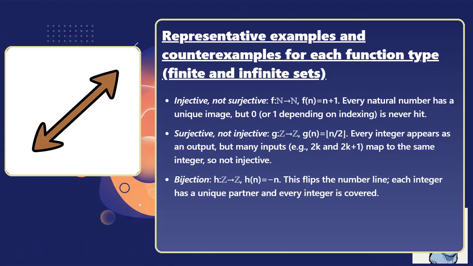Bijection: h maps the integers to the integers, defined by h(n) equals negative n, and this flips the number line. Each integer has a unique partner and every integer is covered. Counterexamples help solidify intuition.